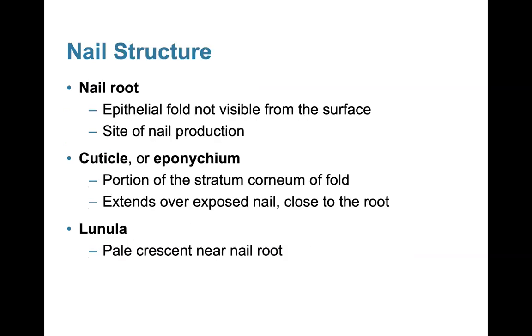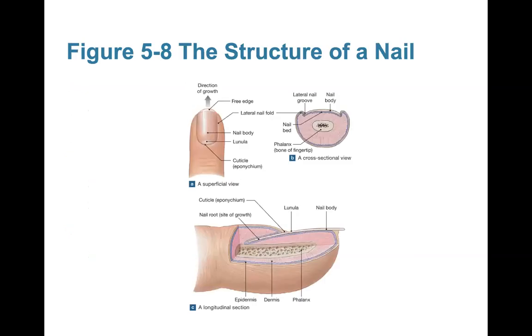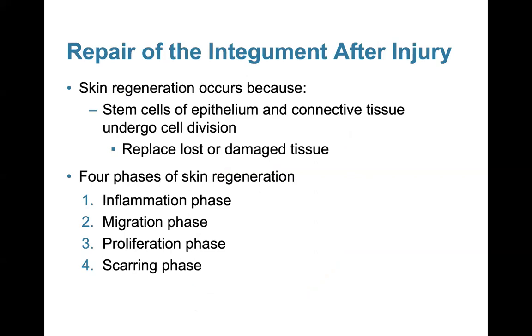You also have the nail root. This is the epithelial fold that is not visible on the surface, but it is the site of where nails get produced. The cuticle, this is the portion of the stratum corneum of the fold. It extends over the exposed nail, and it's close to the root. The lunula, this is a pale crescent that is near the nail root. And here we can see those various structures. Okay, and that is it for the structures of the integumentary system.